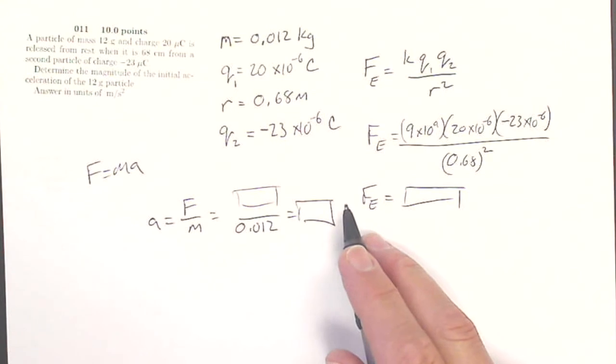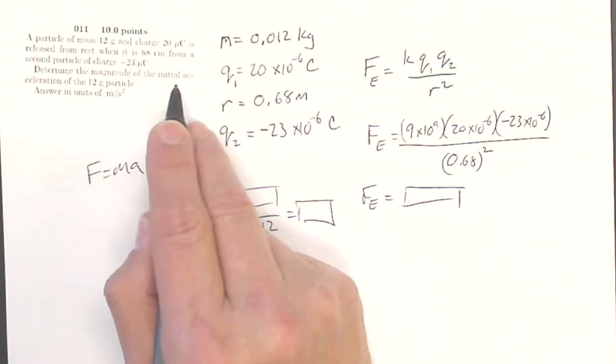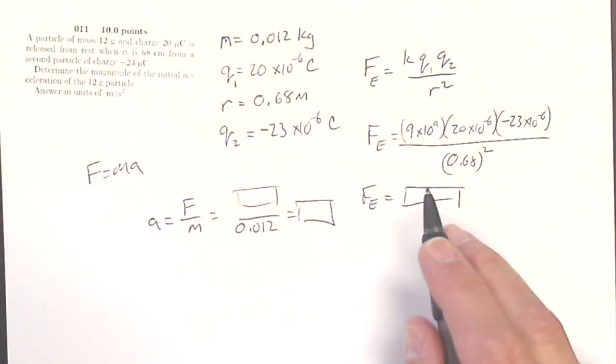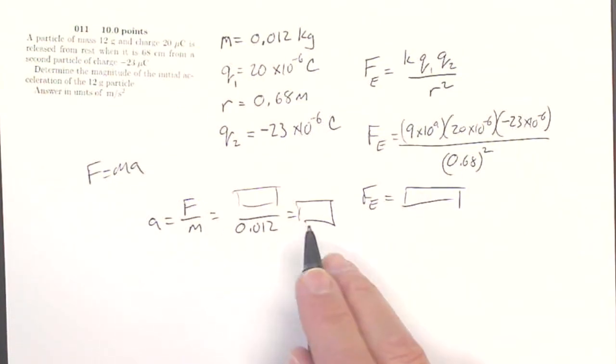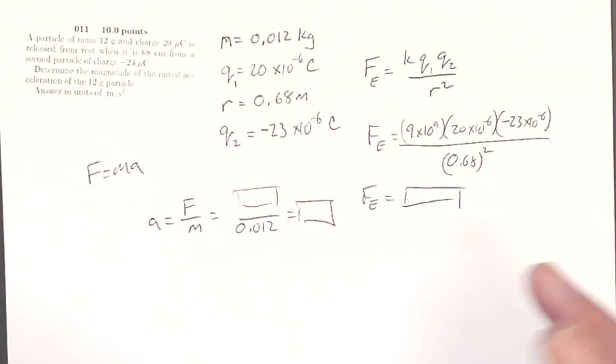Now for question 11, it's asking for the acceleration. Oh, it says the magnitude of the initial acceleration. So even though this will give you a negative because of that, it still says the magnitude, so you're going to want to enter it as a positive answer.